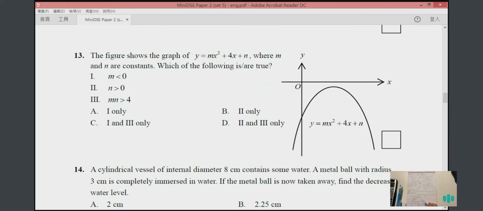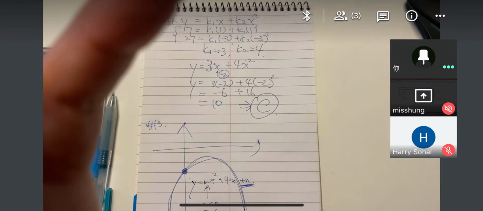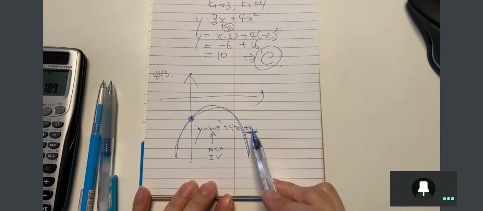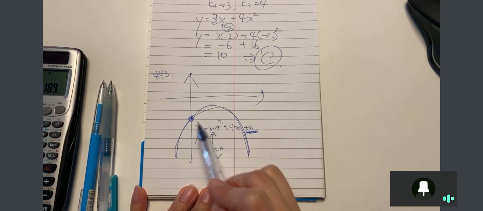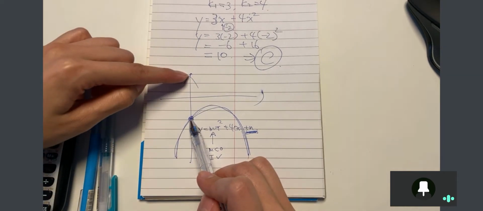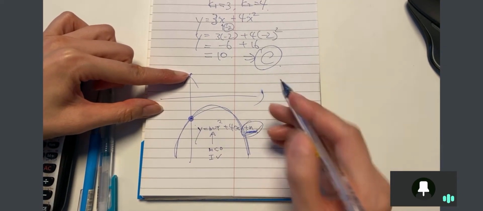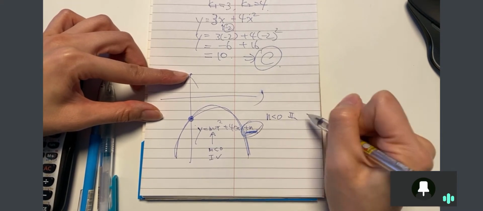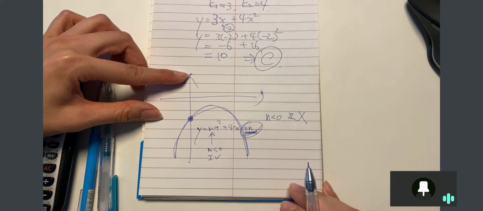And then for the n, to consider the n, you need to put x is 0. That is the y-intercept. The y-intercept is showing it is negative. So n is smaller than 0. So the given option 2 is not true, it is wrong.